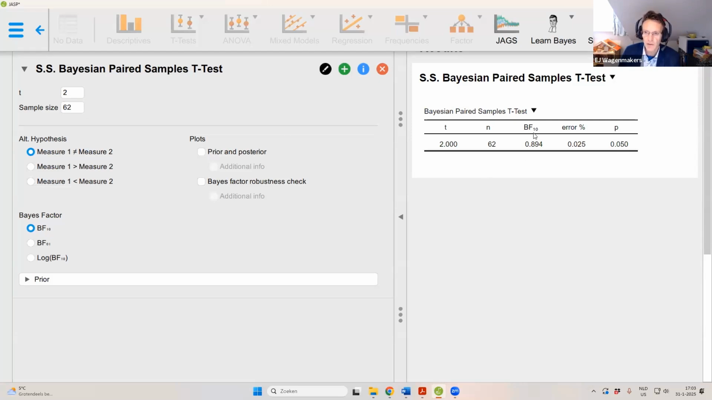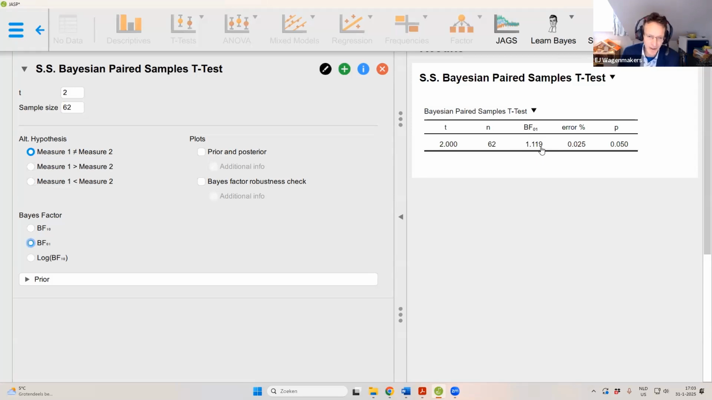And we see the Bayes factor in favor of the alternative hypothesis is just slightly lower than 1. So if we tick this box, BF01, we see that the Bayes factor is in favor of the null hypothesis, but it's 1.119. So really, that's just 1.